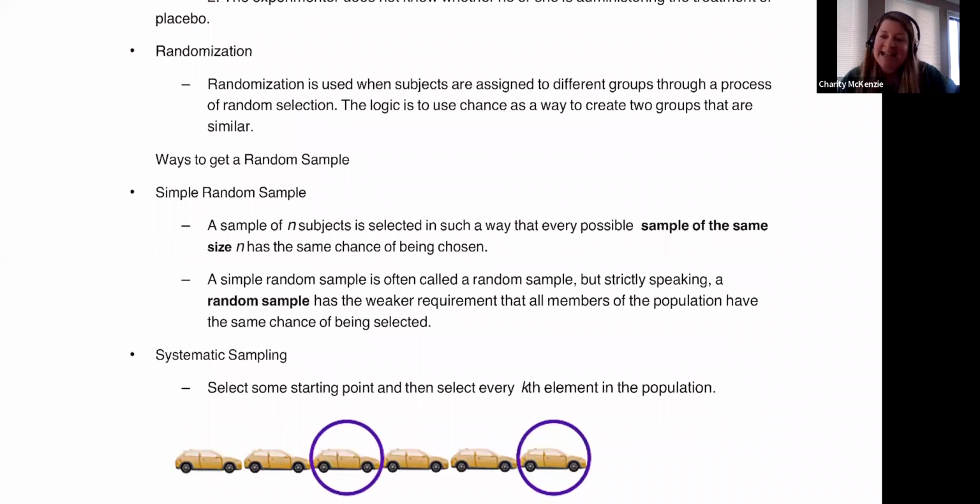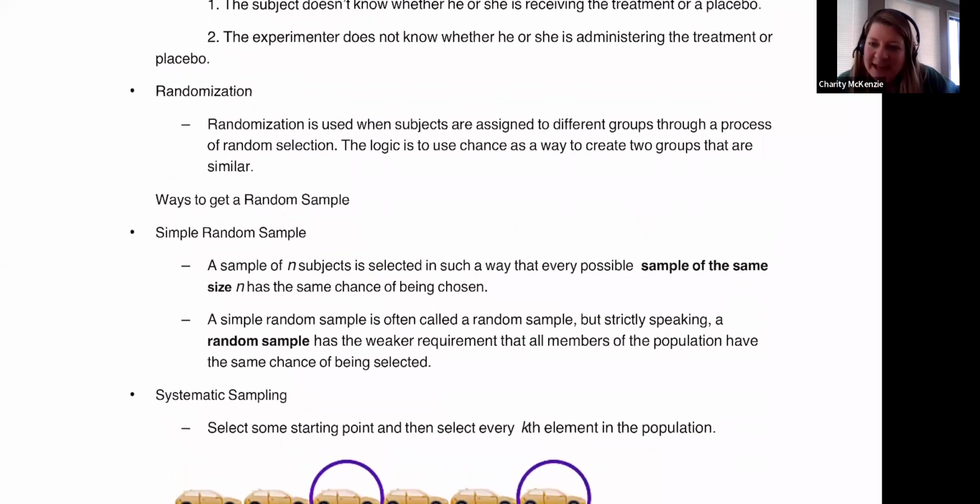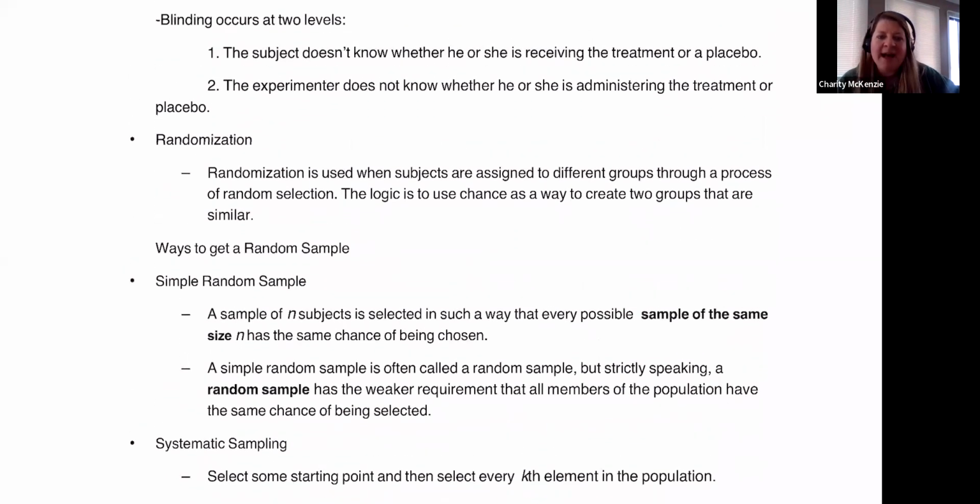Randomization is just that idea that everyone's randomly picked. Okay, so we really want everyone to have the same chance to be in the survey or the study that you're doing.